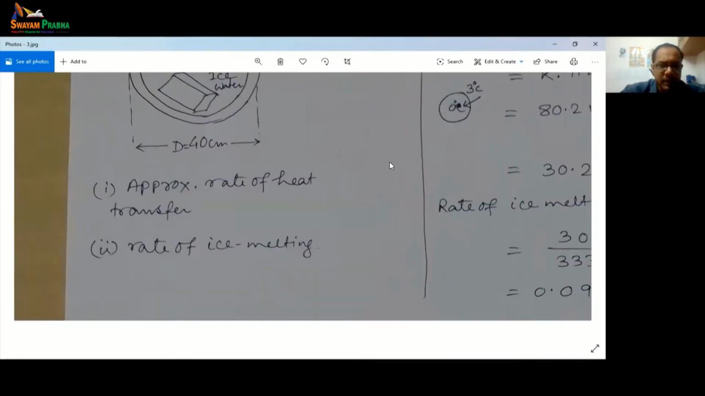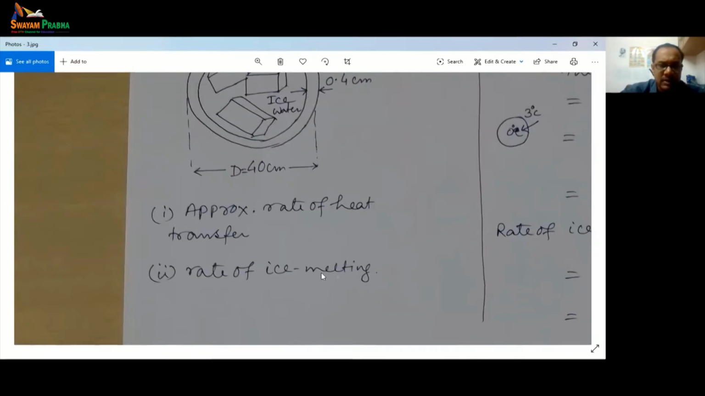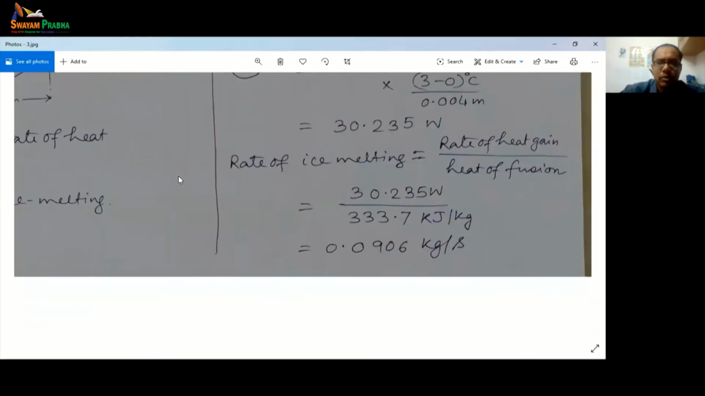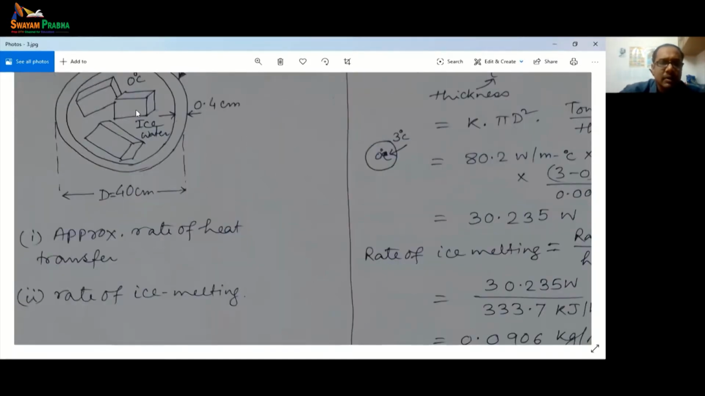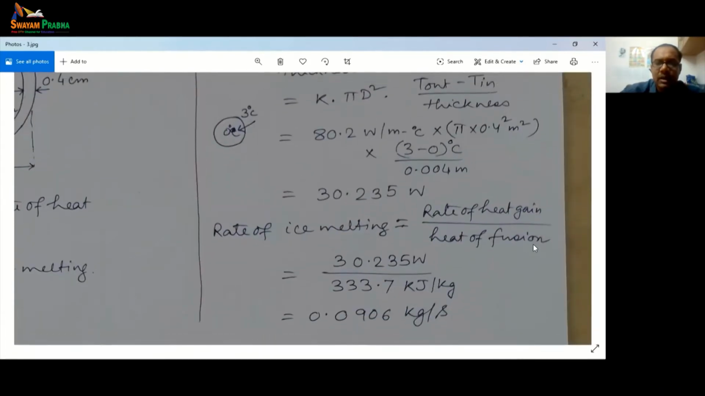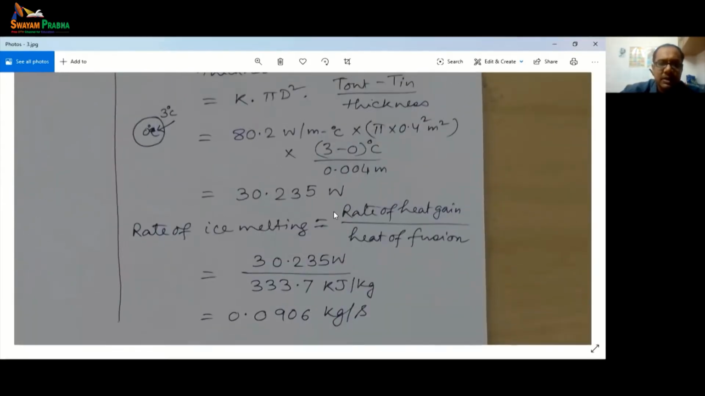Okay, now the next part of the question asked us what is the rate of ice melting. So now we know how much heat per unit time the ice water mixture is gaining. That heat will convert ice into water, right? So we need to know the heat required for unit amount of ice to melt at the same temperature, and that is called the heat of fusion, right? So basically the rate of ice melting will be the rate of heat gain divided by the heat of fusion.